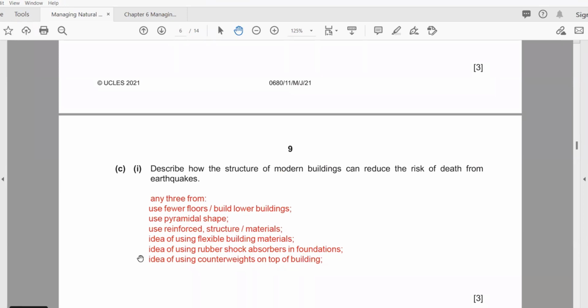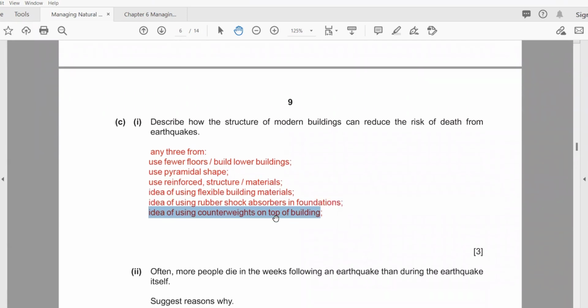Use a counterweight on the top of the building, and sometimes they put a lot of weight in the bottom instead of the top, so the base will be stronger. Got it?